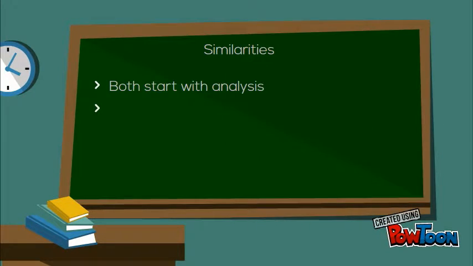Some similarities between the textbook version and backwards design include that both start with analysis and both have a strong focus on assessment, really having evidence that something was learned.